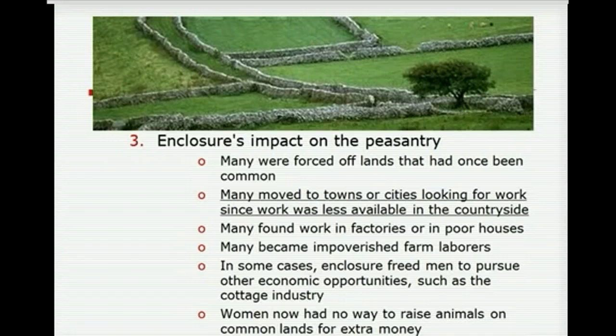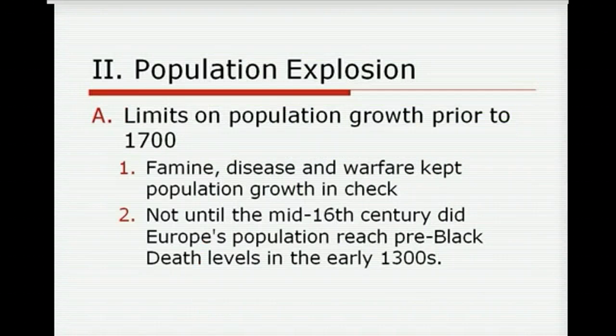So, population explosion. As we've discussed, there were limits on population growth prior to 1700. We've seen famine, we've seen disease, we've seen warfare that kept population growth in check. It's not until the mid-16th century that Europe's population will even reach pre-Black Death levels of the early 1300s. So, what are the causes of this drastic population explosion? Why is this going to happen? There are reasons that you need to know, and there are some reasons that you probably fundamentally hold in your head that we need to get rid of because they are not correct.